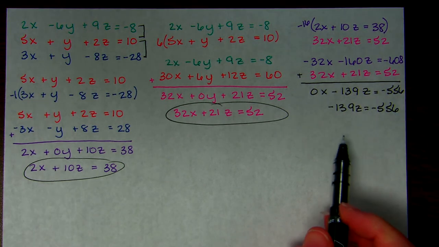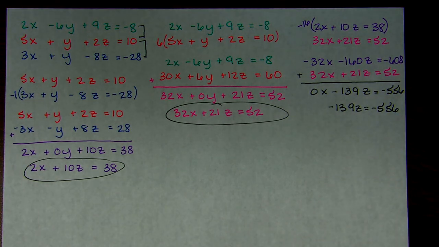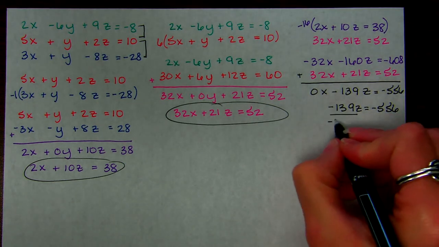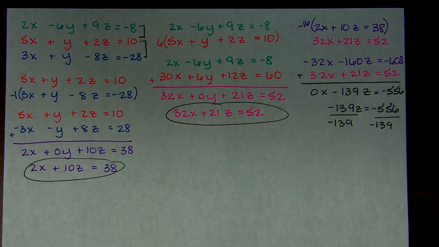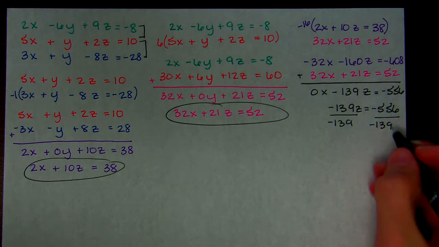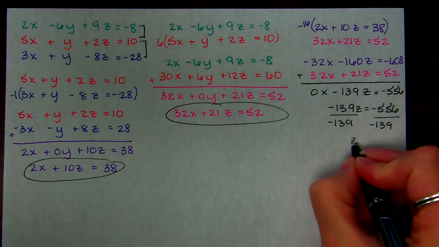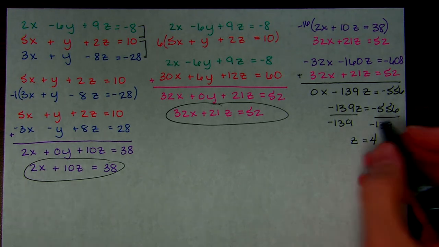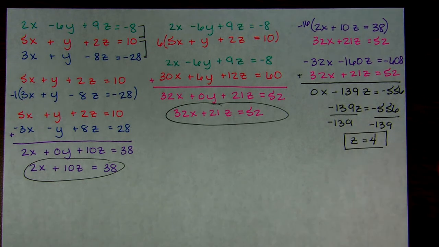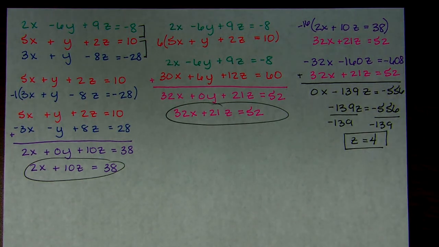What we have now is an equation that only has one variable. And so we can solve for that variable by dividing by negative 139. And when you divide by negative 139, you get z is equal to 4. And so what we have now is a numeric answer. And this is fabulous. So I've got one of my solutions right here. Way to go, us. And then what you're going to do is work your way back up using the other equations to find the other variables.